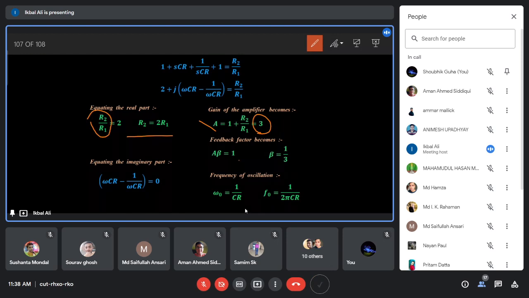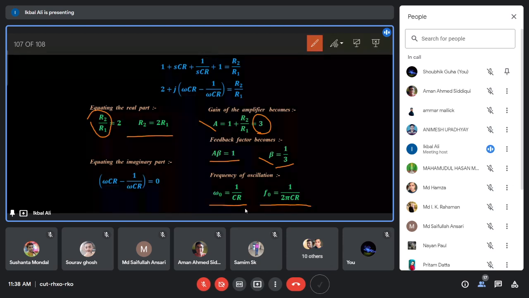Then from the Barkhausen condition that A beta equal to 1, you can easily calculate that beta should be 1/3. So this is the condition for the sustained oscillation, that means a constant oscillation will be produced by the Wien bridge oscillator circuit. If you put A equal to 3 or R2 equal to twice R1, then obviously beta should be 1/3. And the oscillation frequency is omega 0 equal to 1 by CR, or F0 equal to 1 by 2 pi CR.